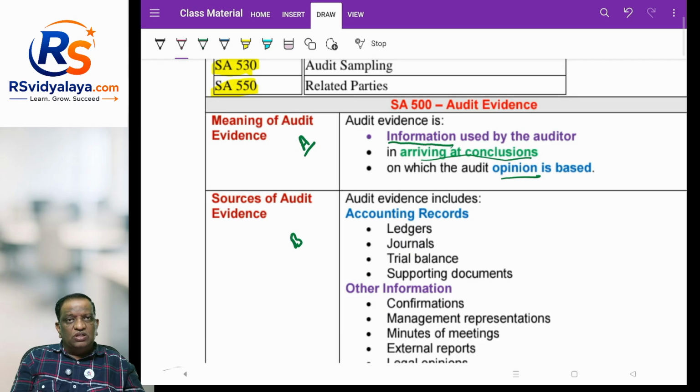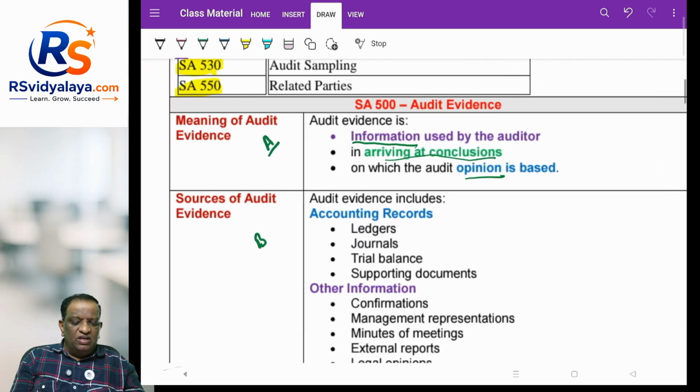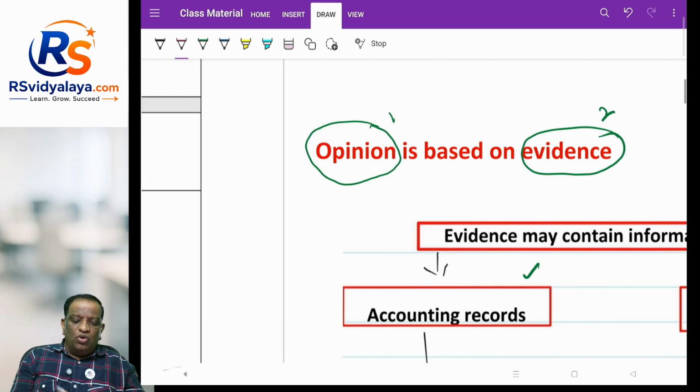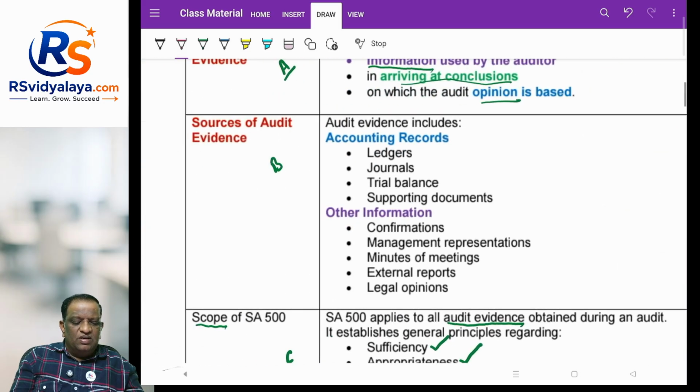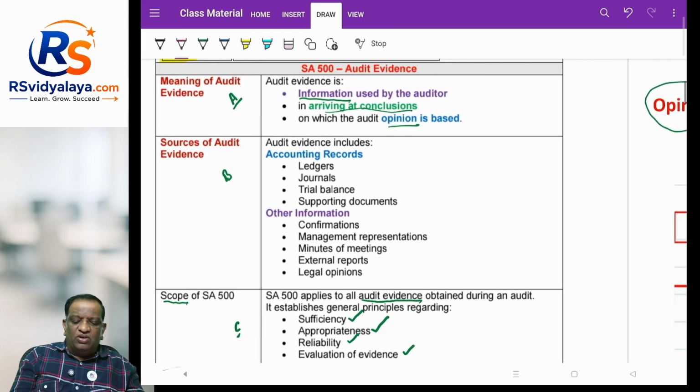It is information used by the auditor for arriving at a conclusion. What's the relationship between opinion and audit evidence? Your opinion is based on the audit evidence. That is why, if your evidence is not proper, then the opinion will not be proper. So, that is why all our efforts are to see that the evidence you are gathering is more reliable. Then where do I get my audit evidence from?